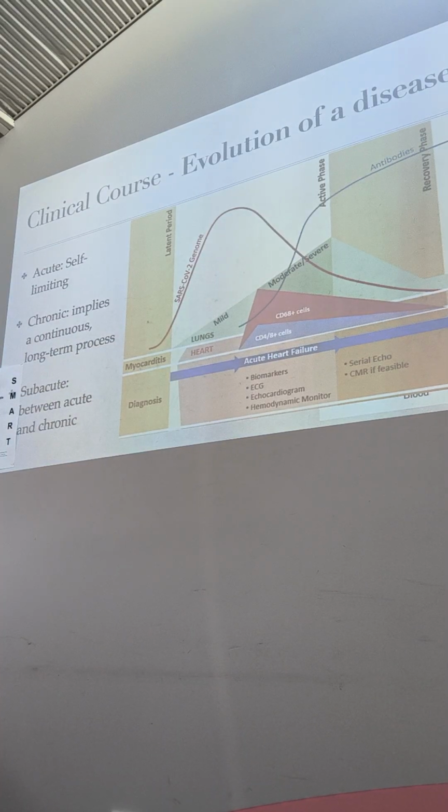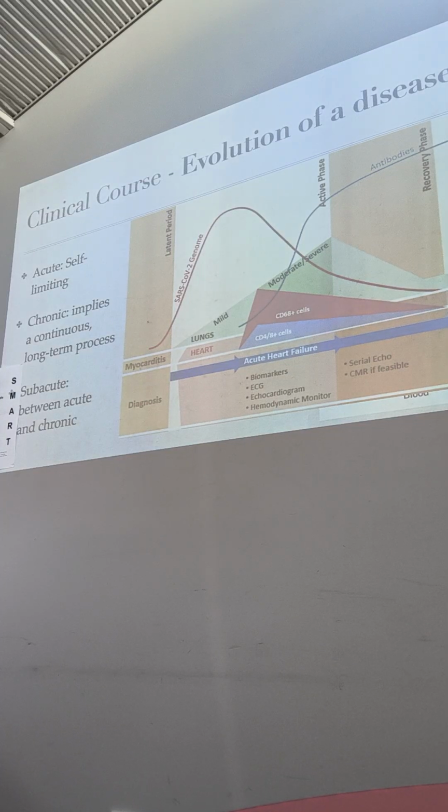Now, we also have the clinical course. This is the evolution of a disease. This can also be seen as stages. It can be seen as acute, which is self-limiting. Acute usually means a smaller amount of time. So you can see this is actually, I think, a myocarditis kind of evolution. So you have acute heart failure.